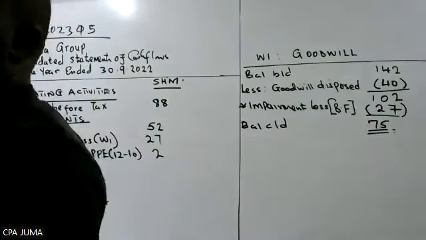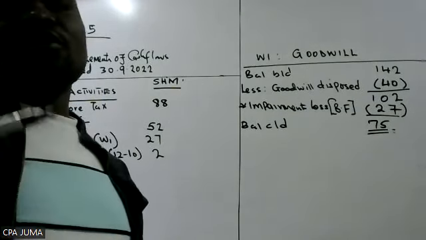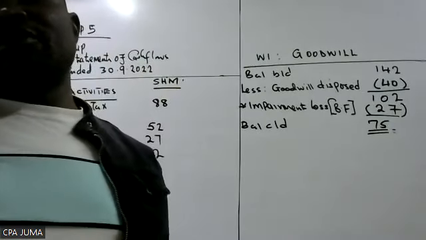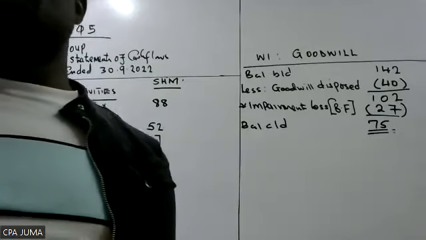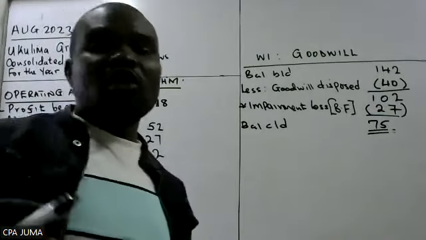Yeah, they closed with 82. They started with 60, then they topped up how much? 14. So it means the closing was supposed to be how much? 74. But they have closed with 82. 82 minus 74? 8. So they have said they were holding it at fair value.